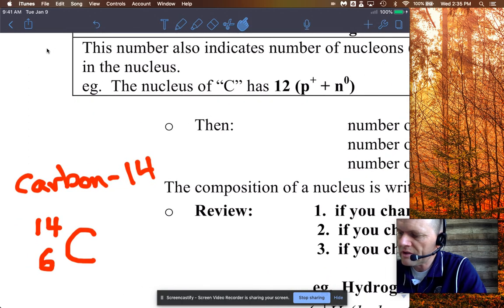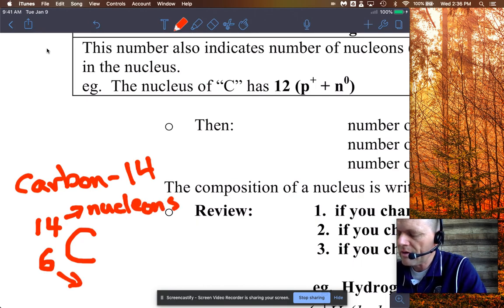So you're going to see me writing a bunch of stuff here. This number up here is the nucleon number, so it's the total number of nucleons. And this number here is the proton number.